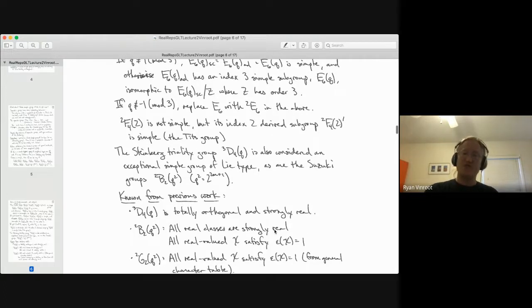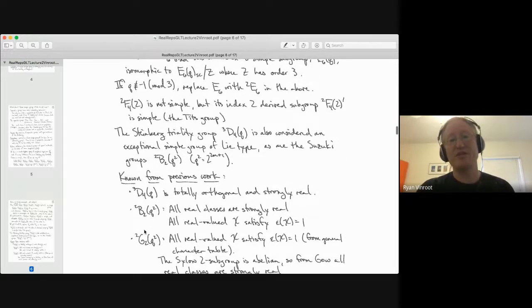All the real classes are strongly real. This was actually explained by Suzuki in his original paper in the 50s or 60s, and a generic character table is given. You can check all real valued characters satisfy that their indicators are 1.